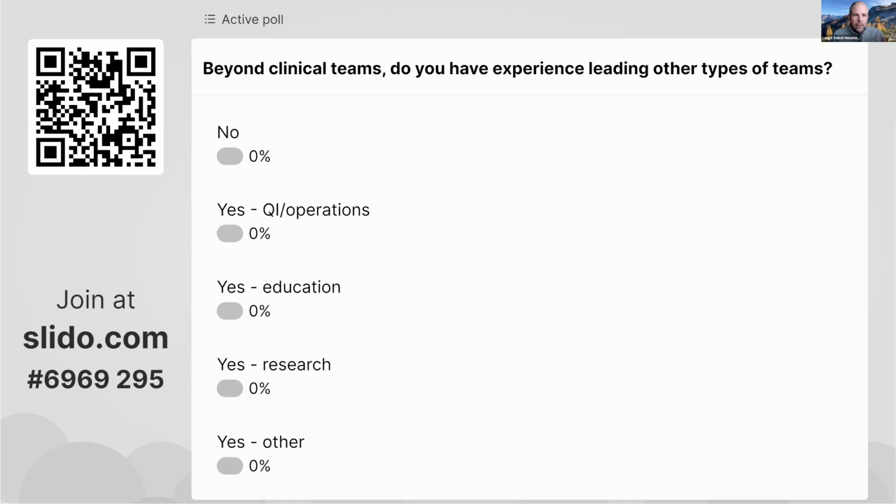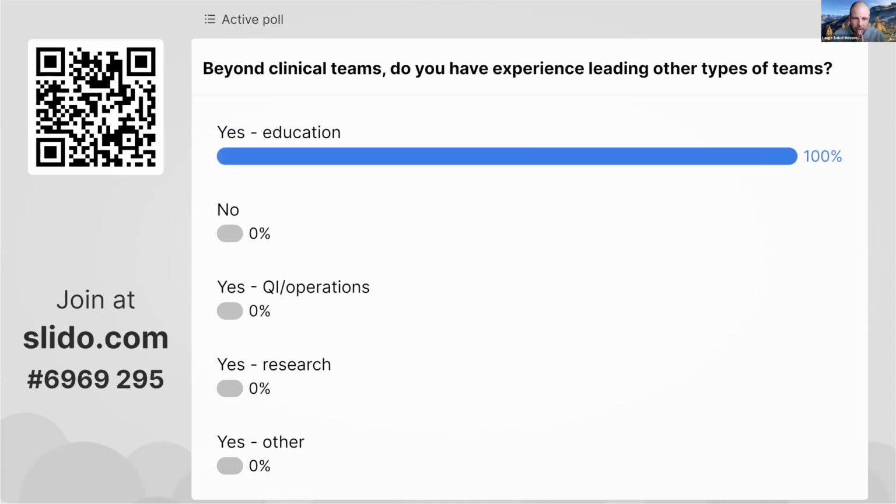So this one, very straightforward. Beyond clinical teams, do you have experience leading other types of teams? So all of us are clinicians, presumably work with teams pretty regularly. But beyond that, what do you have experience leading other types of teams? So I'll just give folks a moment to scan and get in and answer it. Great, thank you.